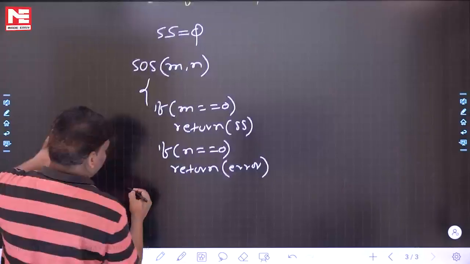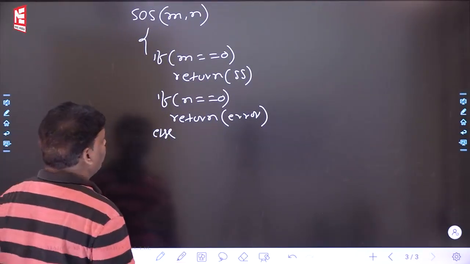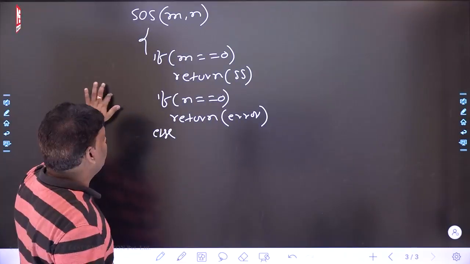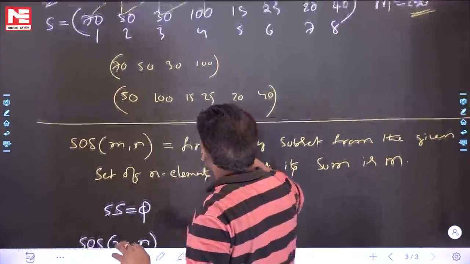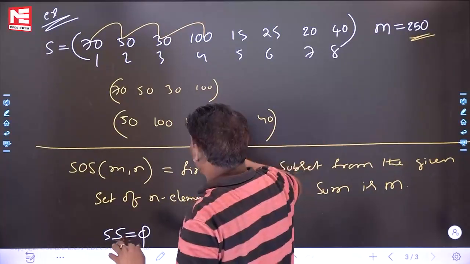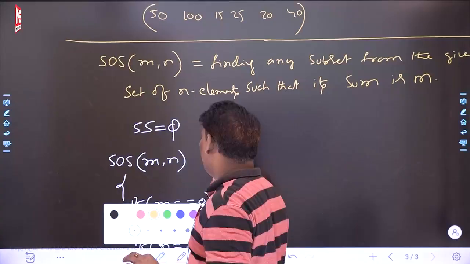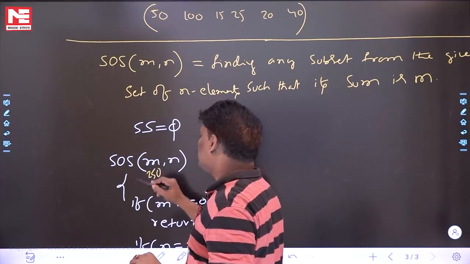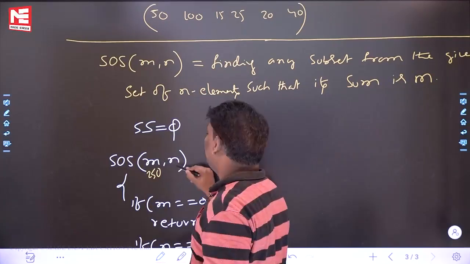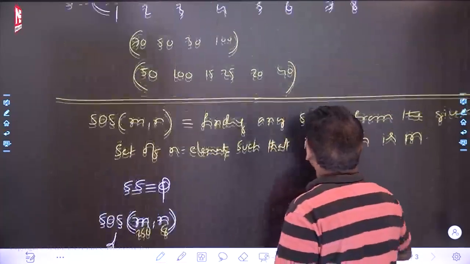Now come to the major story, else. Else, what is the meaning? n is not 0. Think about this problem. How many elements are there? 8 elements are there. Carefully listen. It is a very simple problem. I want subset sum 250, and the array contains 8 elements. I want to solve this problem.